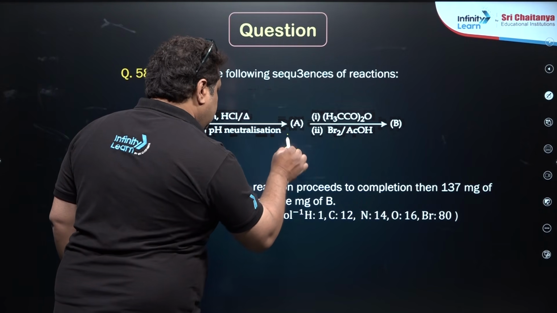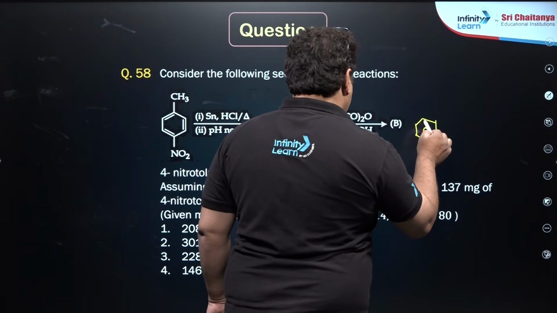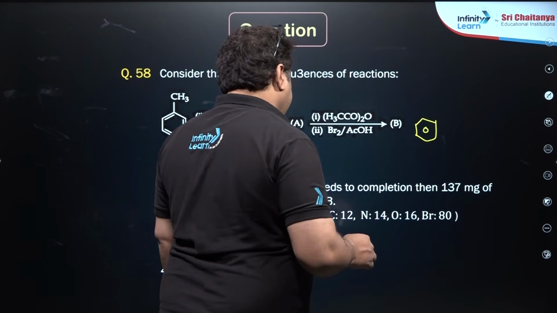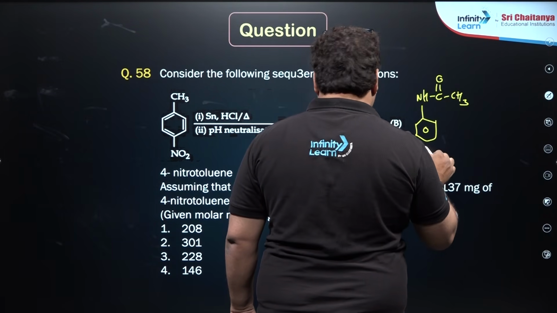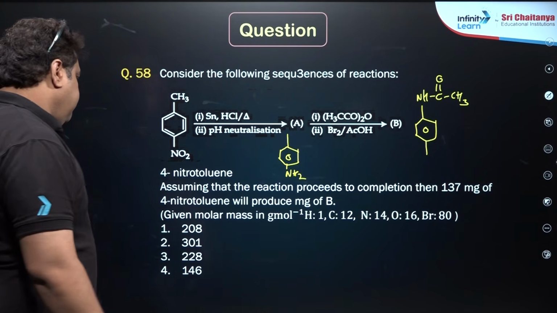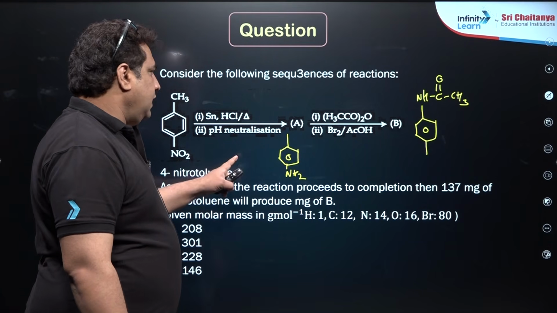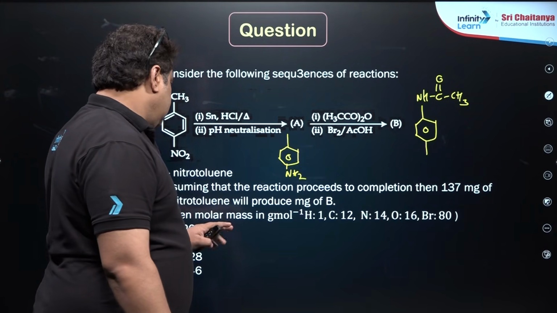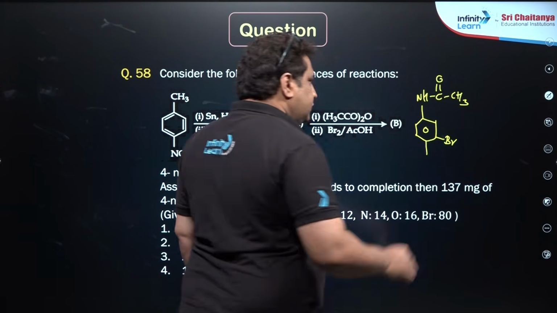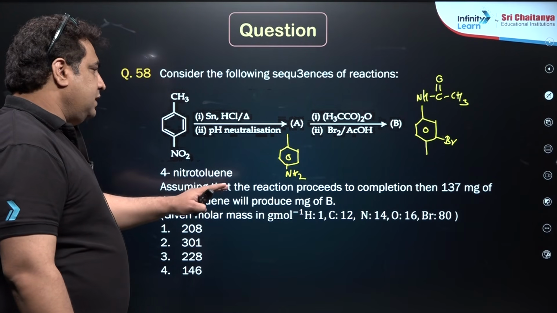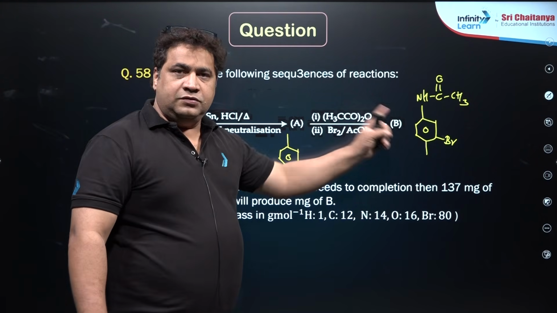Next, Sn/HCl, Ph neutralization, A. So Sn/HCl means what? This will be NH2. Acetic anhydride, protection. You will get NH-C(=O)-CH3, right? Assuming that the reaction procedure contains 4-nitrotoluene, A, Sn/HCl, acetic anhydride protecting, right? Then you treat with bromine and acetic acid, so you may get bromine at any position, no problem. On hydrolysis, you will get the corresponding compound. So what is it saying? Assuming the reaction goes to completion, then 137. So it is a very simple calculation. Applying the law of chemical equivalence, compare the molecular weight of this and get your answer.